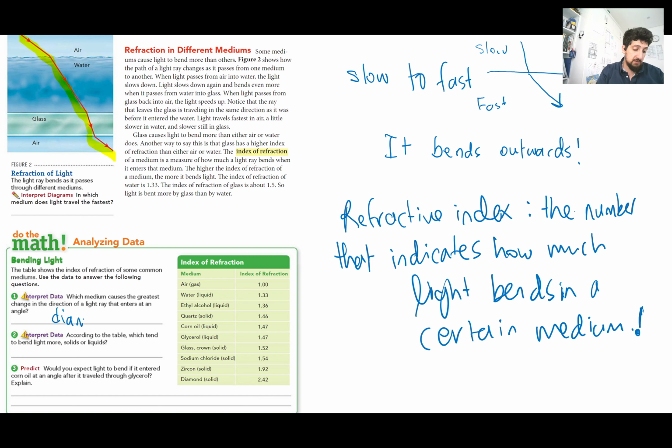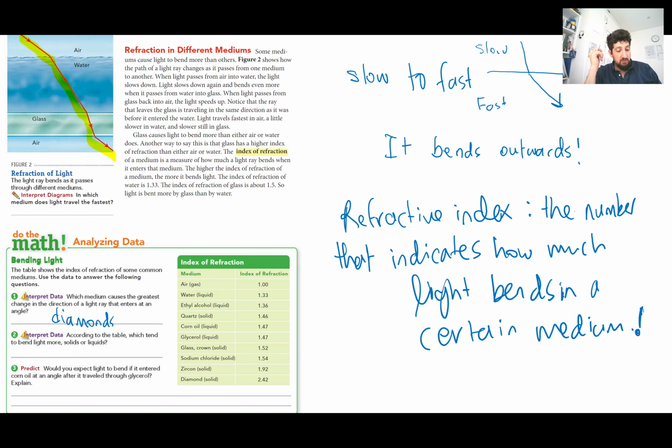But of course, as you are reading the questions, you are making some assumptions, because obviously, if it's going from zirconia into diamonds, then it's going to bend quite a bit, but it's not going to be the same as, say, if it was going from the air into zirconia. So we're just going to assume that it's going from the air into whatever medium.